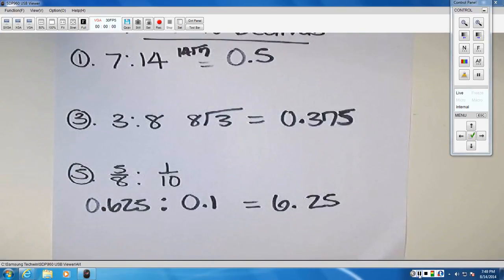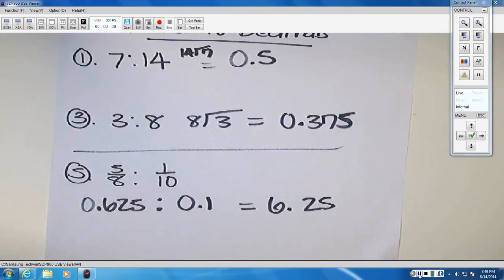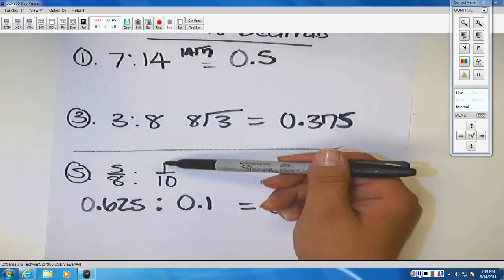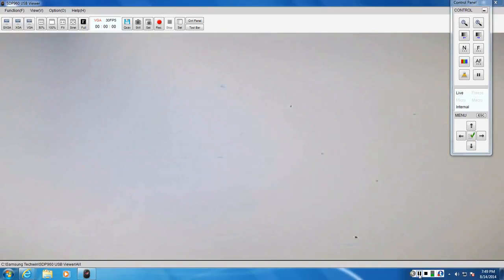Okay? So again, here was our problem. We started out with 2 fractions. We immediately turned them into decimals by dividing the numerator by the denominator. So we took 5 divided by 8 and got 0.625, and then 1 divided by 10 and got 0.1. So now we were left with a simple ratio, and we simply divided the first number by the second number with our calculator. You don't have to show your work or do that by hand. Just use your calculator, and we ended up with 6.25. Okay, let's do another one of these.